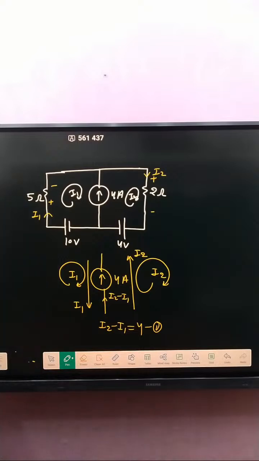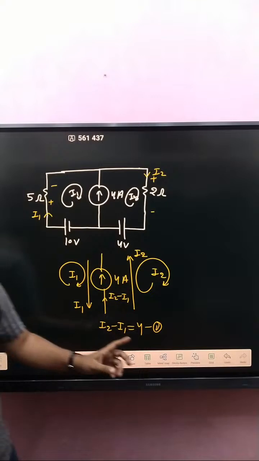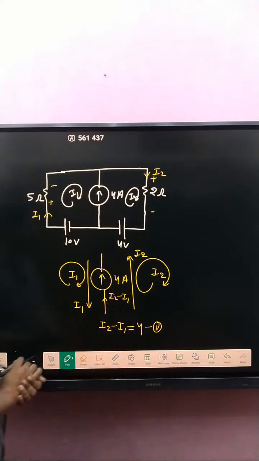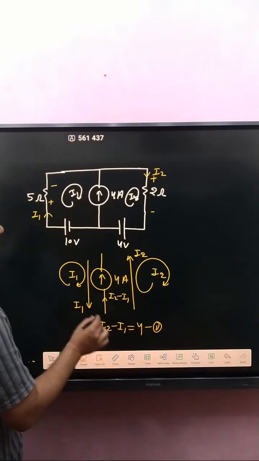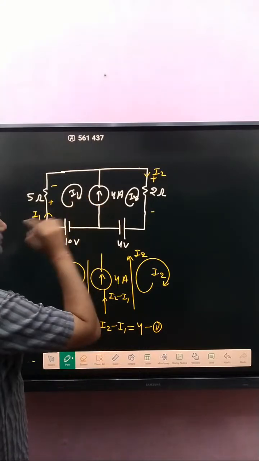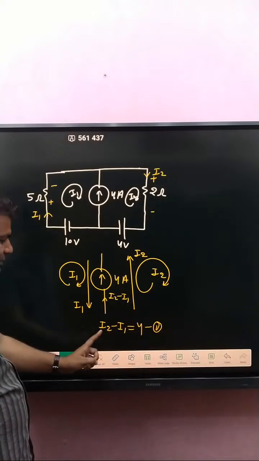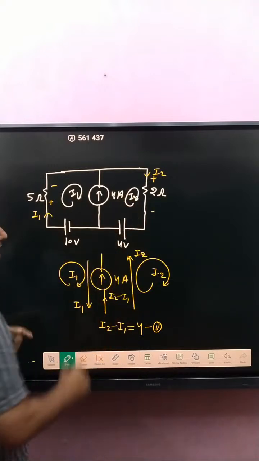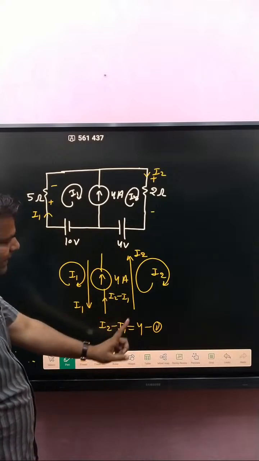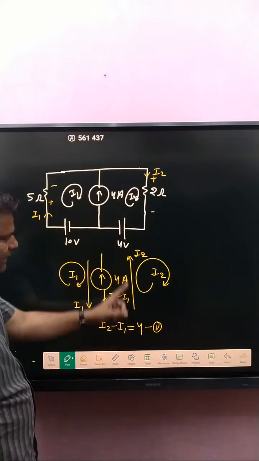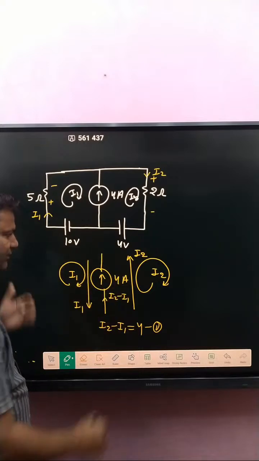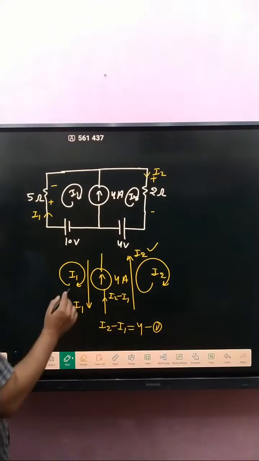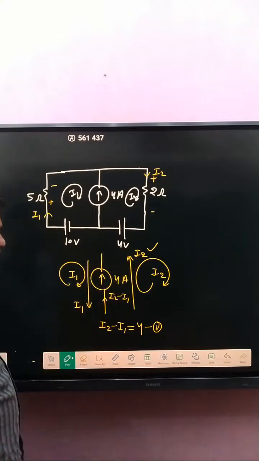Okay, clear or not? I hope so clear. Okay. Now next target is our motto, determine I1 and I2. But what's the relation between I1 and I2? I2 minus I1 is 4 ampere. Why? Because you have considered I1 and that is I2 current. So I2 direction and 4 ampere direction are same. So if you consider this one is a positive direction, then I1 direction is opposite to that one.